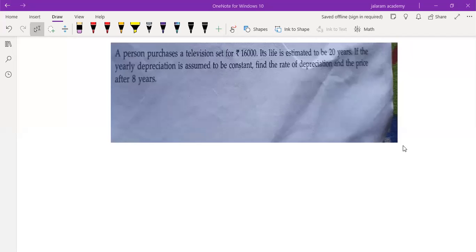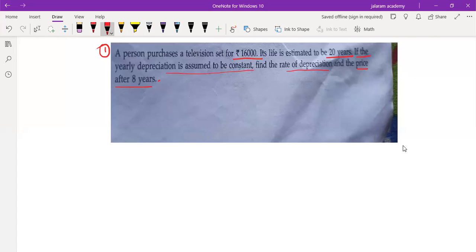A person purchases a television set for rupees 16,000. If its life is estimated to be 20 years and the yearly depreciation is assumed to be constant, find the rate of depreciation and the price after 8 years.